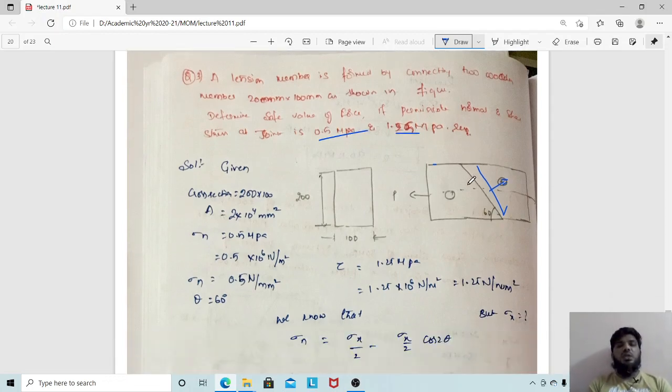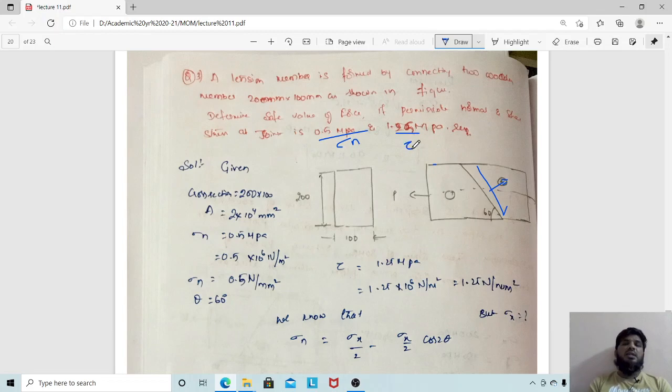Okay, so these are the two cases. This is for sigma n, they have clearly said normal and shear stress on oblique plane they have given. On a joint means this is the joint which is making an angle 60. This is given in the diagram. So obviously this is my oblique plane. On this plane they are asking these stresses.